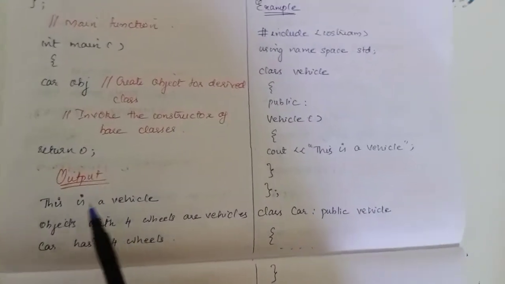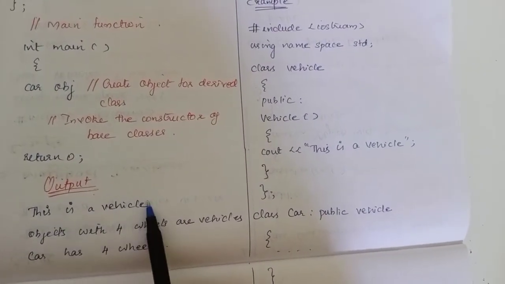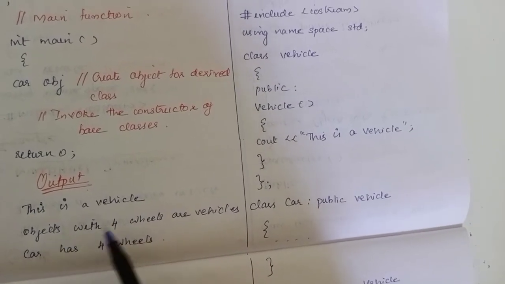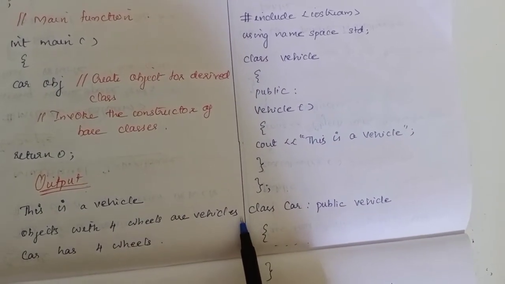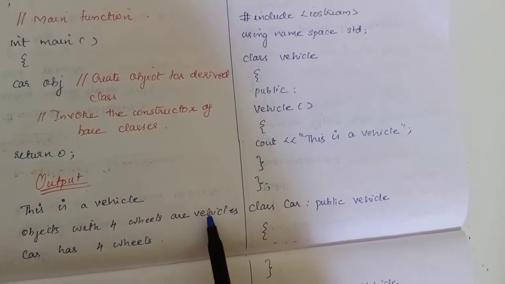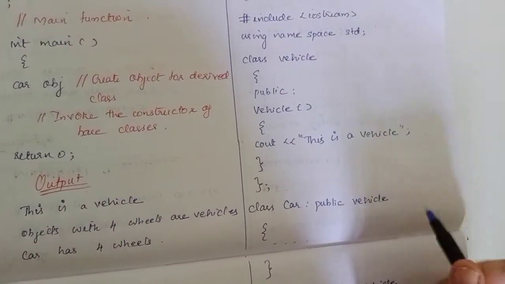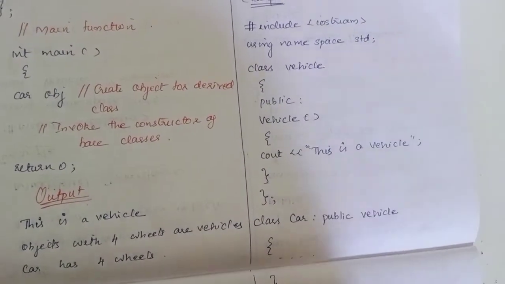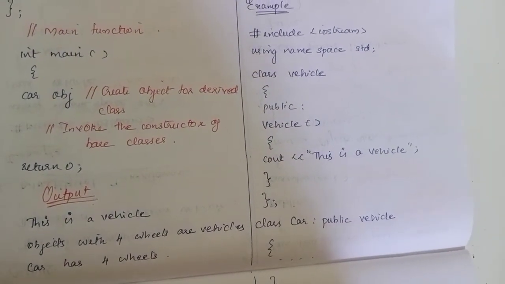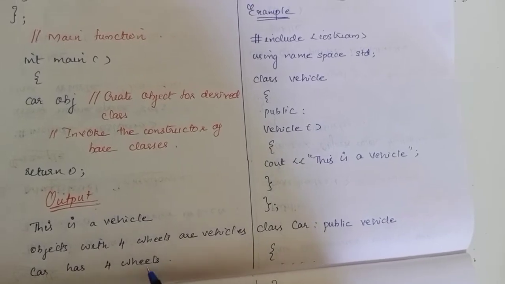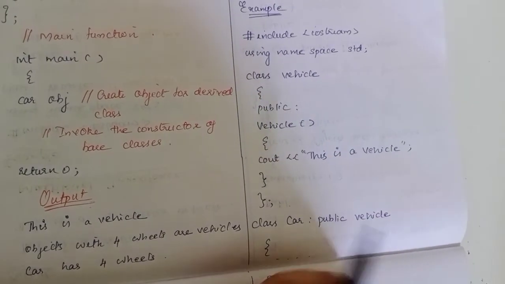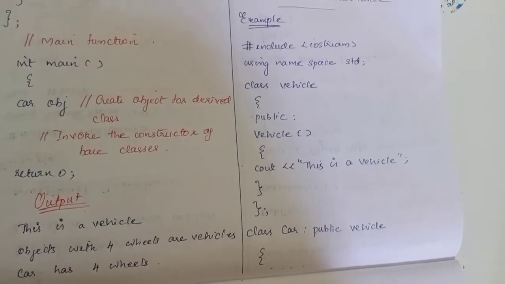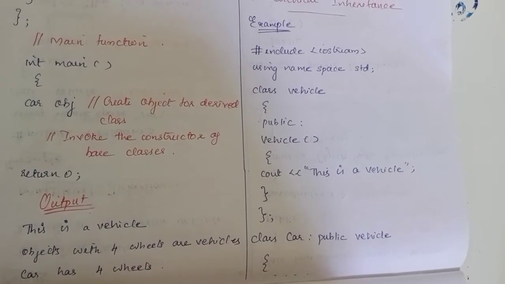Then the output is like this. This is a vehicle. This is from the first base class, and objects with four-wheeler are vehicles. So this is from the next constructor, the constructor which is defined inside the four-wheeler class. Then car has four wheels. This is from the last constructor which is declared in the car subclass. So this is the output.